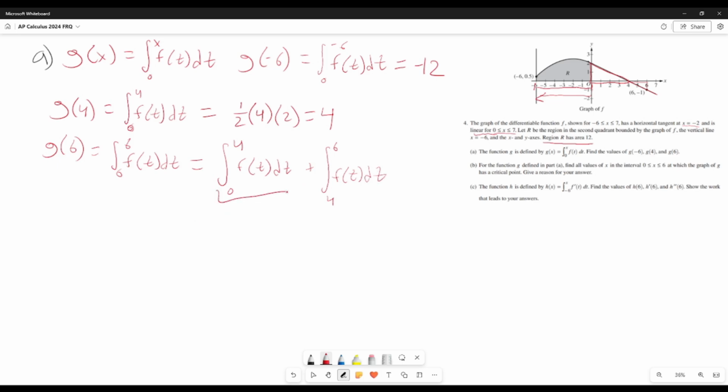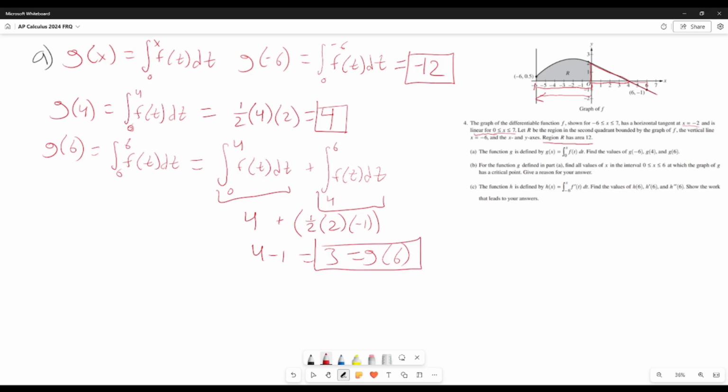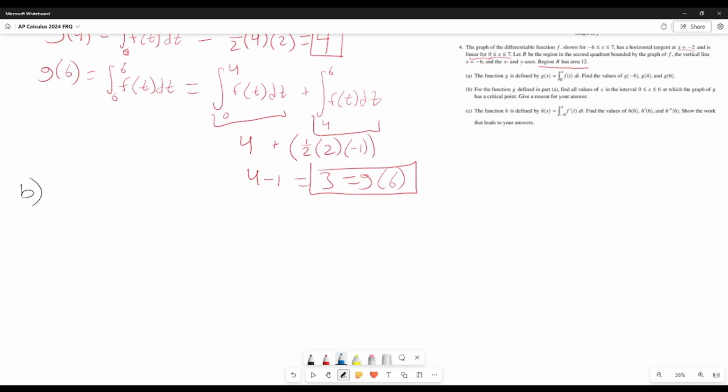So we know that this is just going to be 4, and this is going to be 1/2 times the base, which is 2, times the height, which is -1, leaving us with -1, which is going to be 3 for g of 6. And that's going to be our final answer for part A. Alright, let's go ahead and move on to part B.